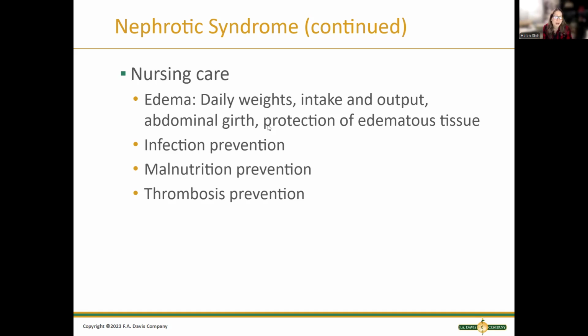And then we have to be protective of the edematous tissue. We don't want to constantly press on it. We're going to prevent infection because when they have nephrotic syndrome, they're more likely to also develop a UTI or other types of infection. We're going to prevent malnutrition by giving them lots of protein to replace the ones they're losing. And then we also want to prevent the formation of a blood clot because the liver may not be producing some of these clotting inhibitors to prevent blood clots from happening.